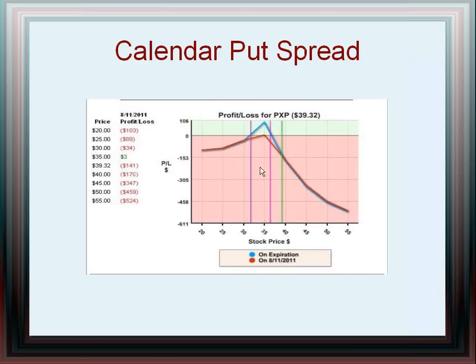Now, when I opened the RPM, I was looking for a stock that I really expected to move up 5 to 8% over the course of the next 30 to 60 days.